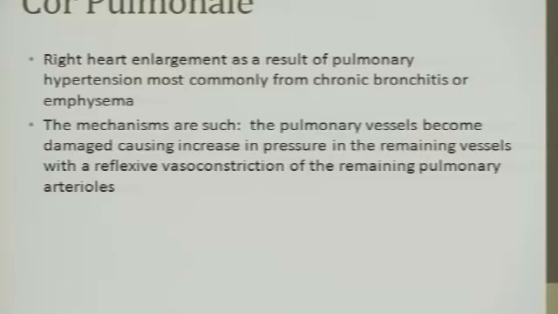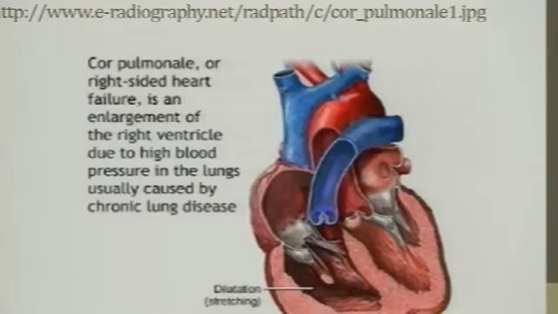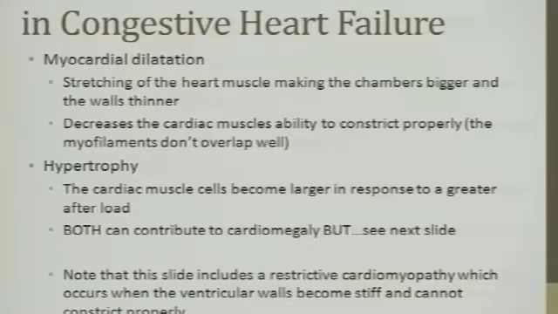Okay, so right heart enlargement is a result of that pulmonary hypertension. Pulmonary vessels become damaged, there's increased resistance, that fluid backs up. Any questions thus far? Here's a picture of it. So, myocardial dilatation is going to be a stretching of that heart muscle, making the chambers bigger and thinner. I have a picture of this. Once again, if you're stretching it, it's that same premise that we talked about earlier. You're not going to have overlapping of those cardiac myofilaments. They're not going to contract as well.